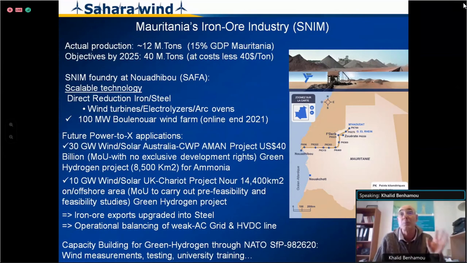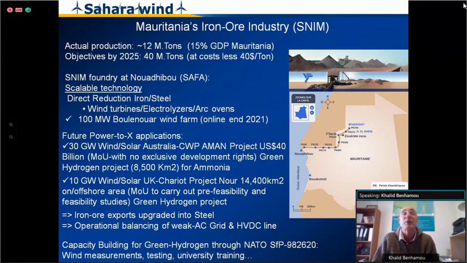I also want to mention there is a project connecting Morocco, the south of Morocco, with the UK through a 1,600 kilometer underwater line. It is a 10 gigawatt project providing 3.5 gigawatts of continuous green power, so more competitive than the Hinkley Point power plant, and it's led by the Saudi company Aqua Power. It is about to come online between 2025 and 2030.